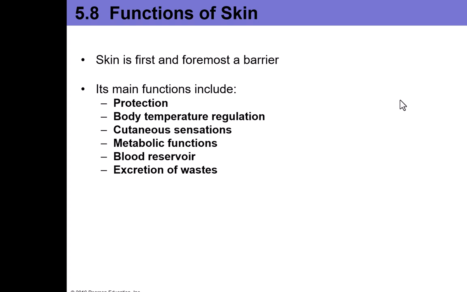If it gets too dry, it's prone to cracking. And if it cracks, that's how things like bacteria get inside. So we need to protect our skin so it can protect us. It can also help with body temperature regulation, like you saw with our eccrine sweat glands. And there are different sensory receptors that you find within the dermis of our skin. If you look in the lab, this would be lab 6, they talk about what some of those sensory receptors are. There are some metabolic functions that occur in the skin. It serves as a blood reservoir, and it helps us get rid of some wastes via sweat.